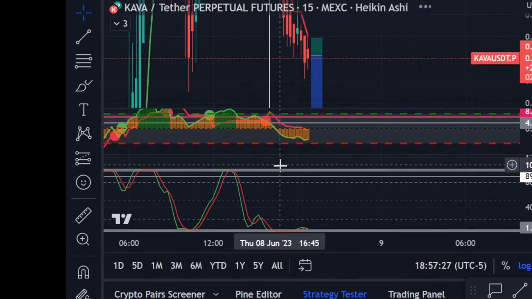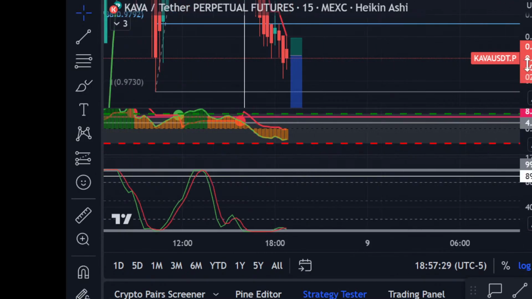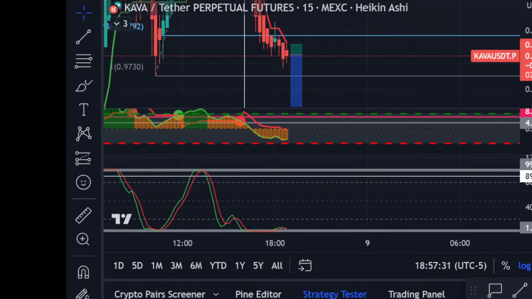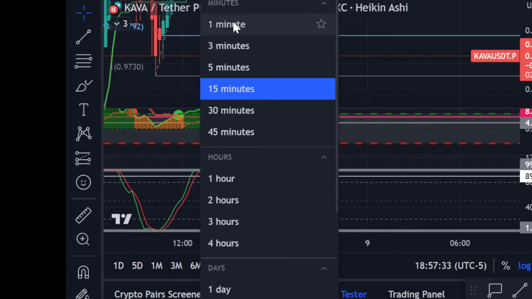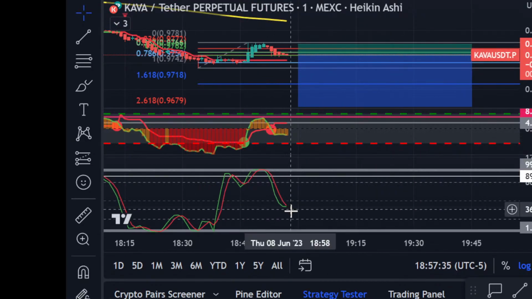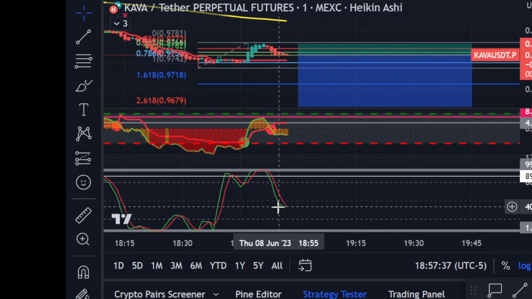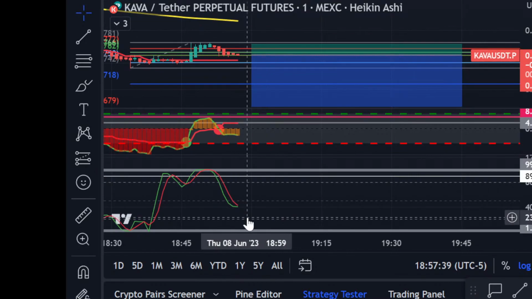All right, slide to your 15 minute, you're bottomed out, you did a good trade. No need to push that. You already let the 1 minute go up, it's failing to go back down, you see that? I'm going to take that as a sign of it getting stronger here. Now, does Kava continue to go down? Probably.